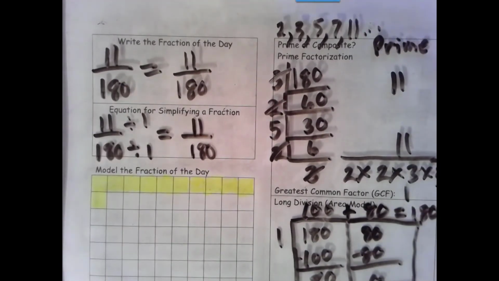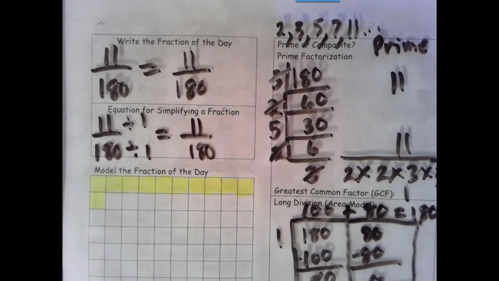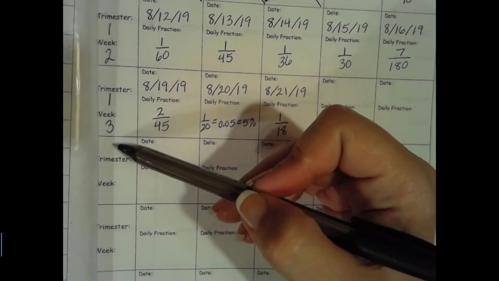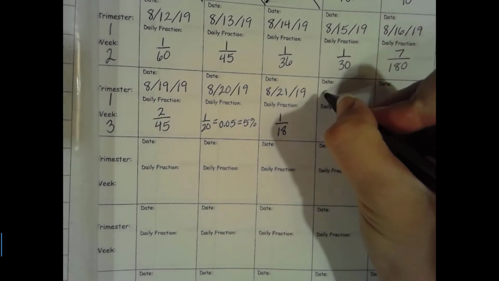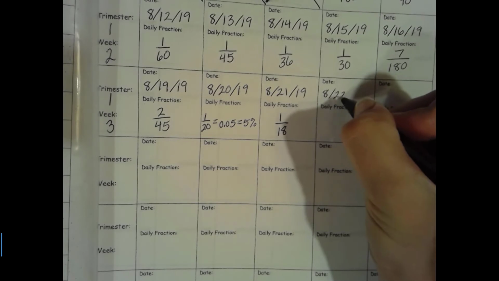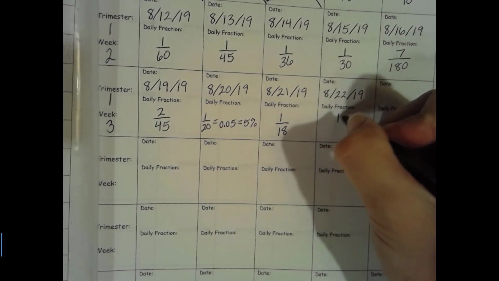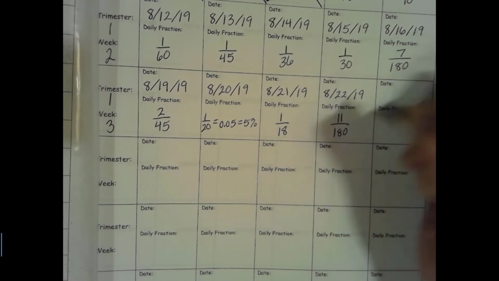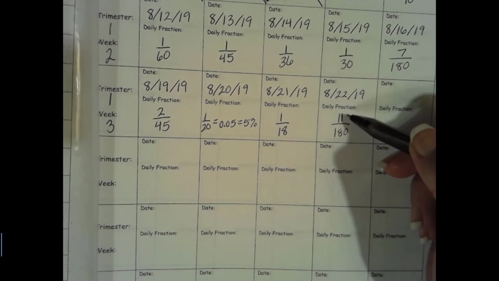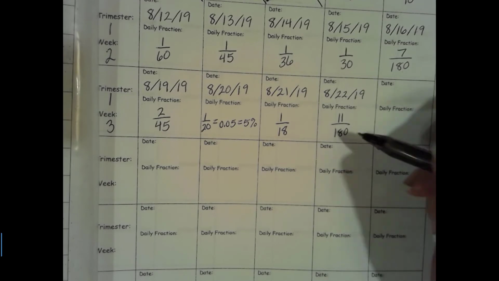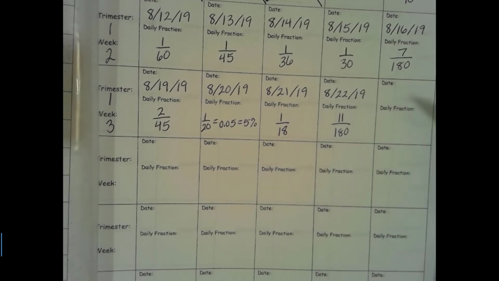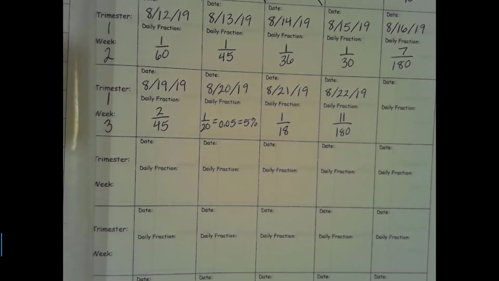Okay, let's go ahead and fill in our data collection page. Okay, trimester 1, week 3. Today is 8/22/19, and our fraction for today is 11/180. 11 is a prime number and is not a factor of 180. So when we get those prime numbers, the greatest common factor is 1.